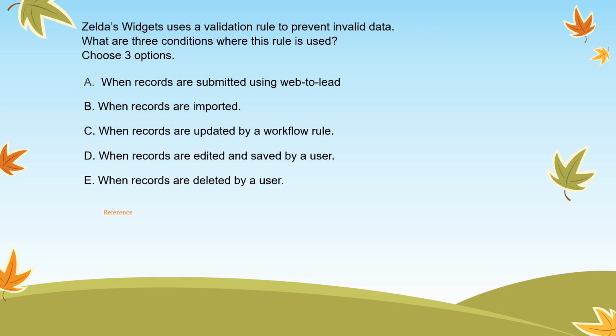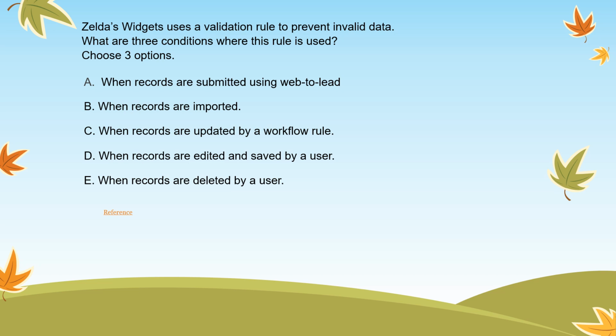Zelda's Widgets uses a validation rule to prevent invalid data. What are 3 conditions where the rule is used? Choose 3 options. A, when records are submitted using web-to-lead, B, when records are imported, C, when records are updated by workflow rule, D, when records are edited and saved by a user, E, when records are deleted by a user. So we know that records being deleted do not trigger validation rules. So that's wrong. So let's work our way up.